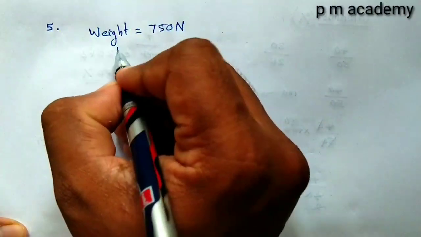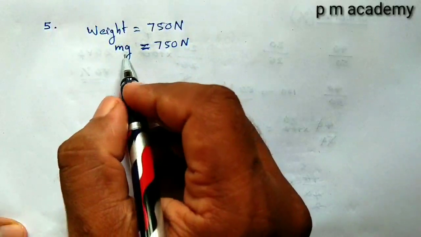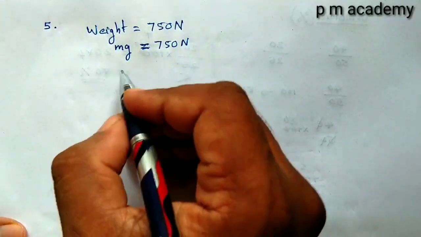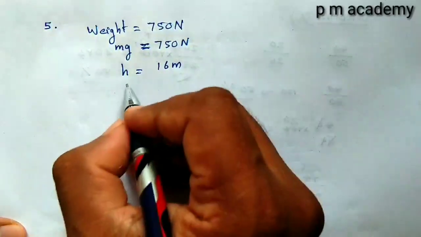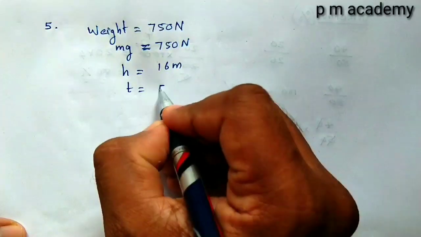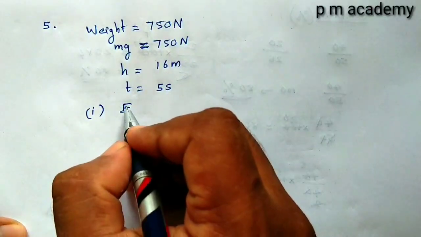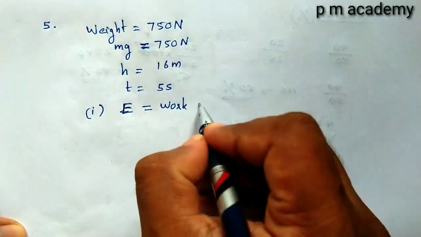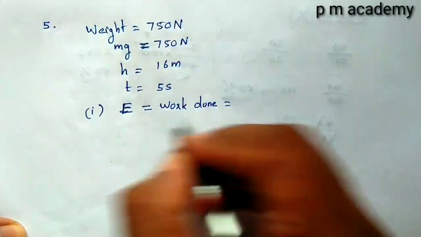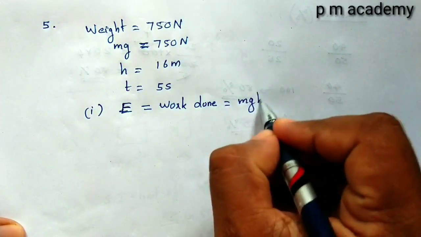Okay, you know that weight is mg. Mg is 750 Newton, and it is raised to a height of 16 meter. The time taken for this work is 5 seconds. Question number 1. Calculate the energy spent. You know that energy spent E is equal to work done. Work done is also same as energy spent.